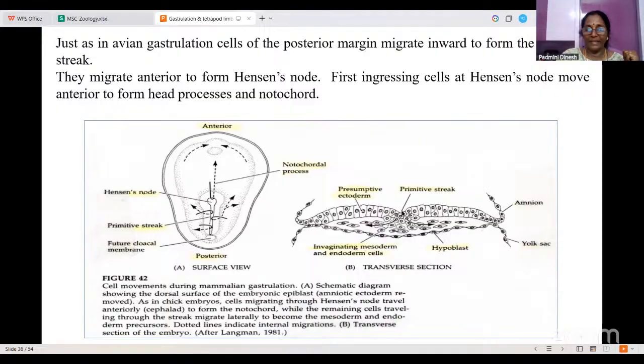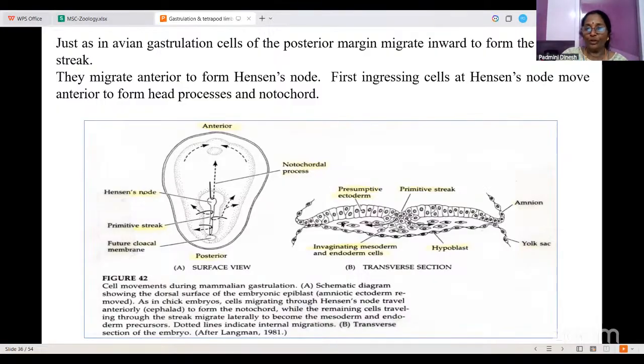As the emboli occurs, all these cells go inside into the primitive groove. As they are moving inside, the hypoblast is going to get displaced and new cells are going to be formed, forming the future endoderm, and the rest of the cells are going to form the future mesoderm.